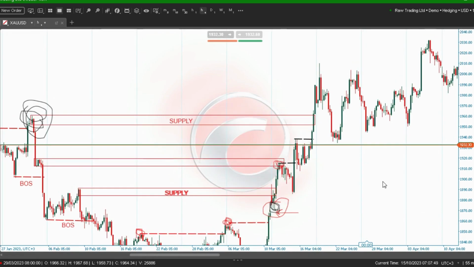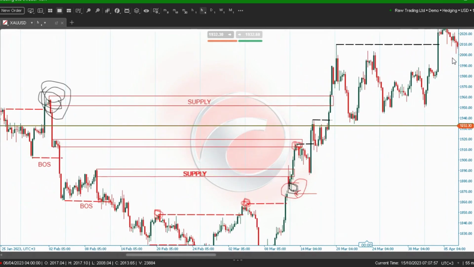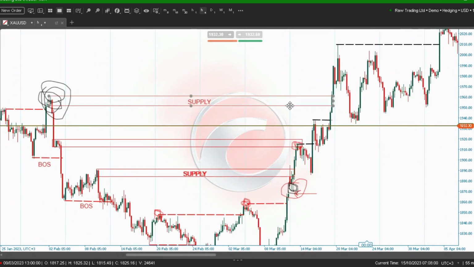Bear with me, guys, I'm not very good at drawing. Okay, this is another break of structure, but I will not consider that one first. I've just decided to draw. Okay, I'm now talking of this supply zone.